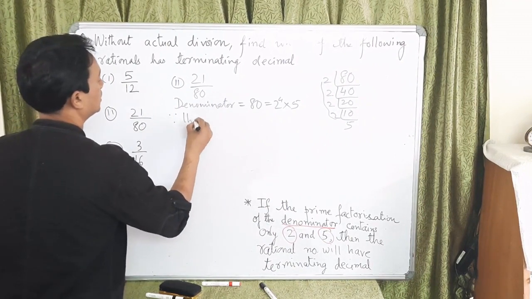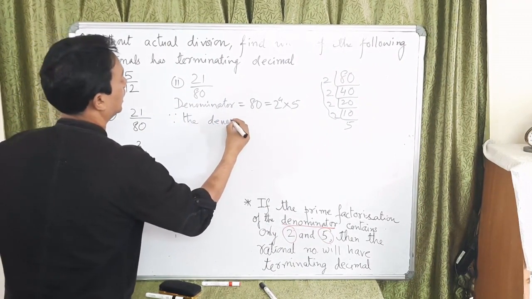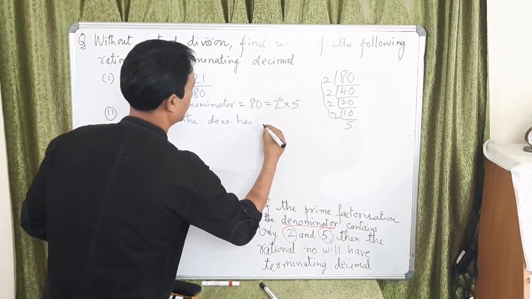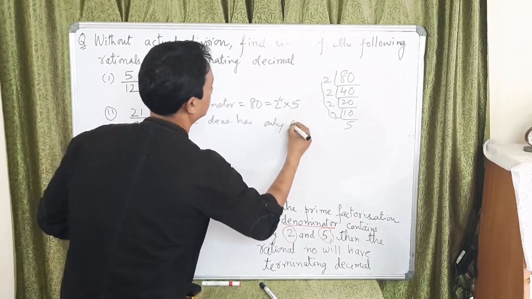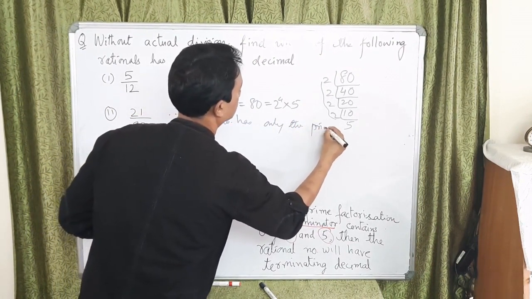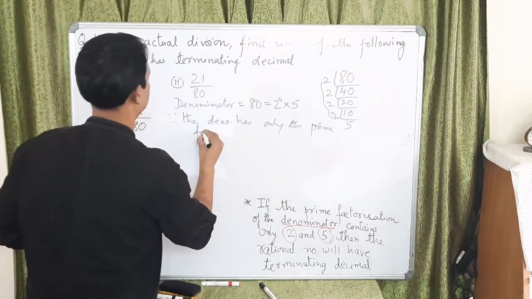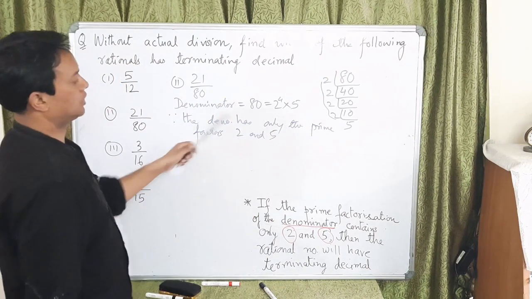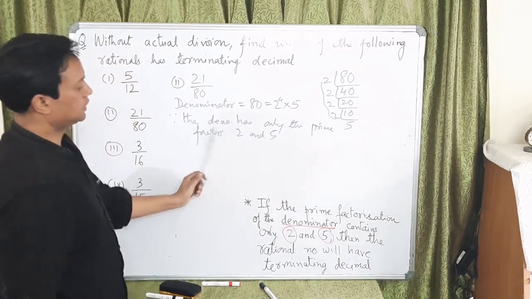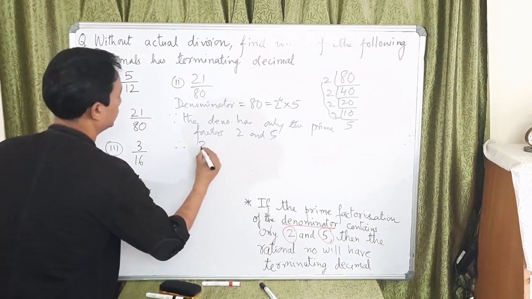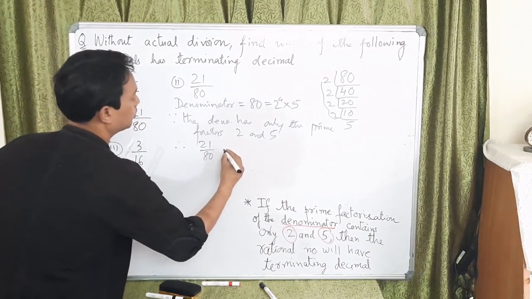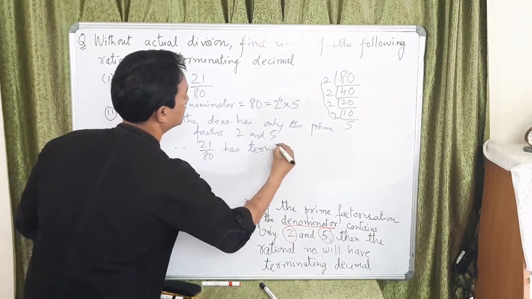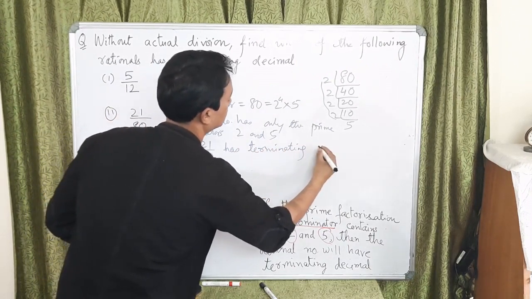So we'll write, since the denominator has only the prime factors 2 and 5, no other prime factors there, therefore 21 by 80 will have a terminating decimal.